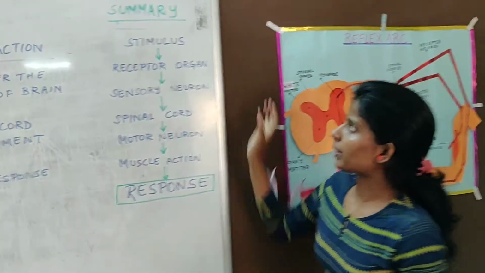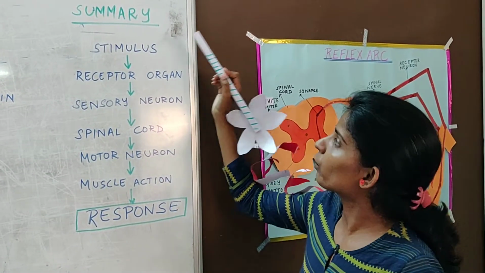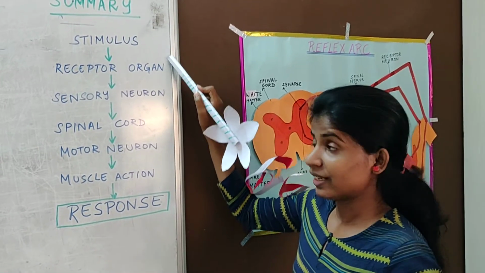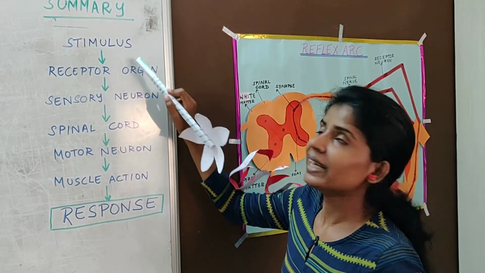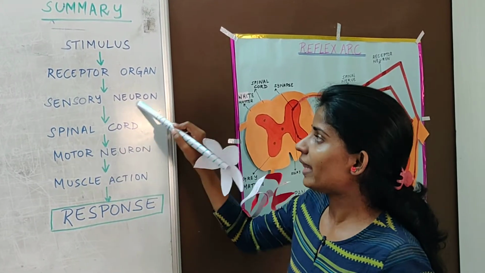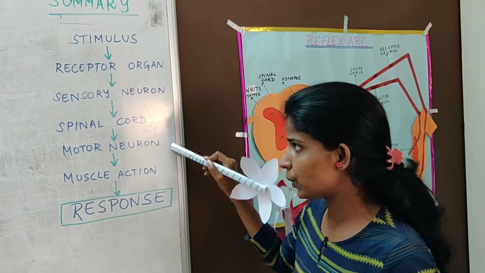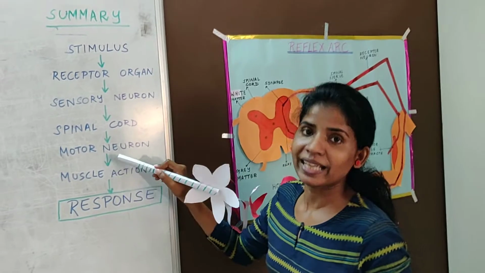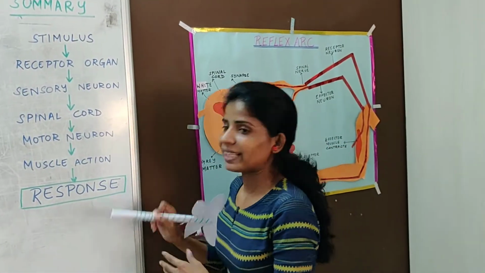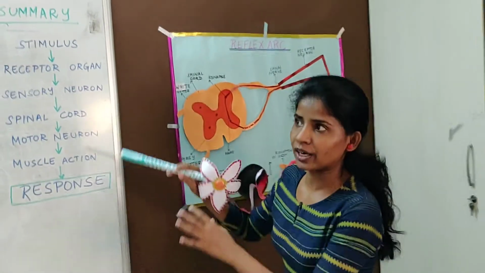Summary. What exactly happened over here? What happened when we touched the pan or the flame? A stimulus was produced. The stimulus got detected by the receptor organ. It was sent directly to the sensory neuron present in the spinal cord, and then sent to the motor neuron. The signal sent to the motor neuron got the muscles into action. That means the muscles contracted and produced the response, that is the removal of the hand from the flame.